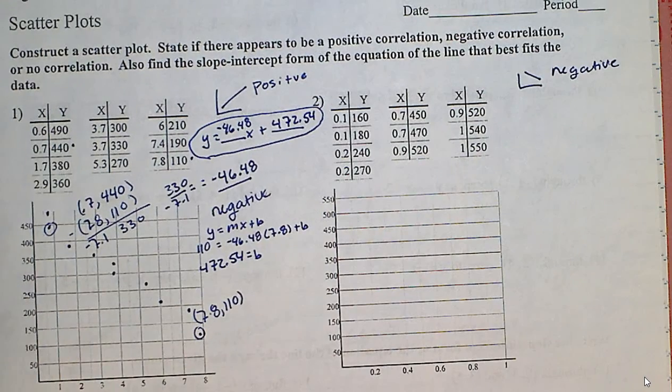And so then this is the equation of the line. Well, that's just the b. The full equation of the line is y equals negative 46.48x plus 472.54. Yeah, real world math. Like you guys have asked me before, this is how real world math is. I don't like real world math. It's messy and sticky.